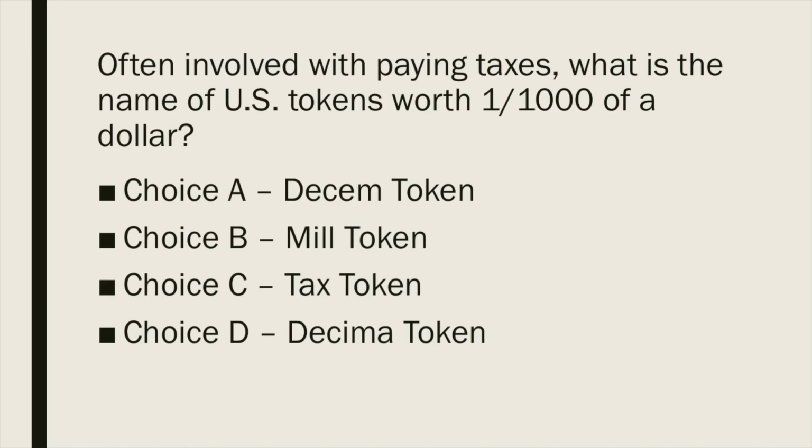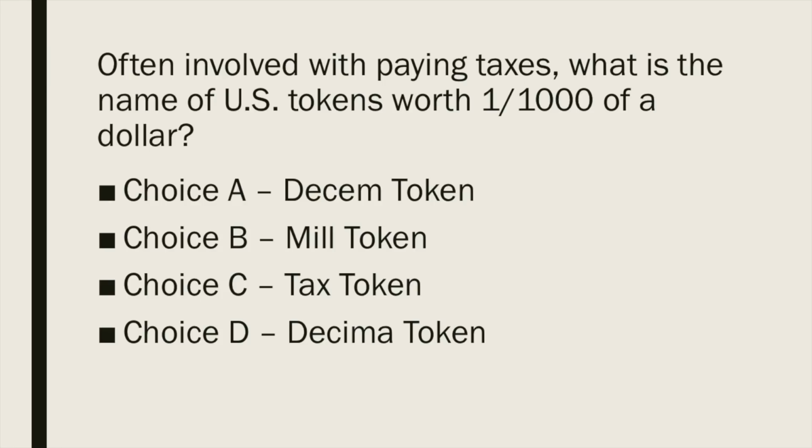So this next one is often involved with paying taxes. What is the name of U.S. tokens that are worth 1/1000th of a dollar? So 1/100th of a cent. These are basically tenth cents. And our choices are choice A, decim token. Choice B is mill token. Choice C is tax token. And choice D is decima token.